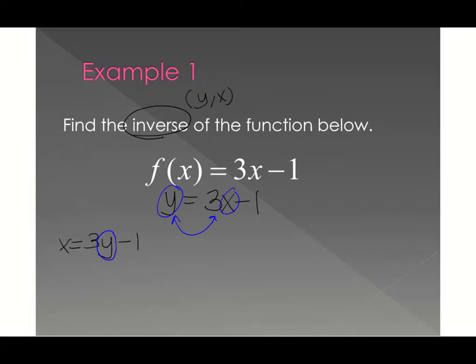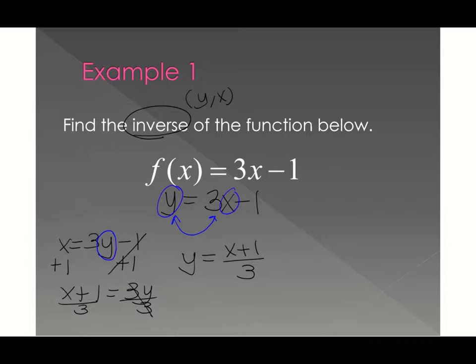So to solve for y, I need to move over my minus 1. So I have x plus 1 equals 3y. And to get y by itself, the opposite of multiplication, or the inverse of multiplication, is going to be division. So I'm going to divide by 3. So I get y is equal to x plus 1 divided by 3.